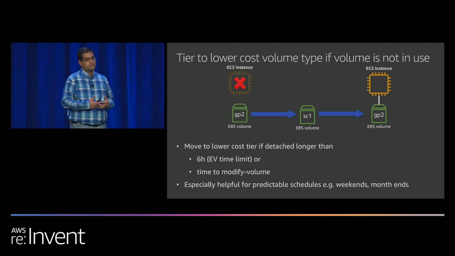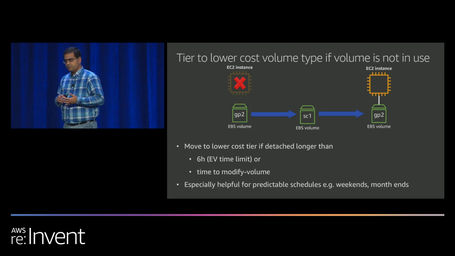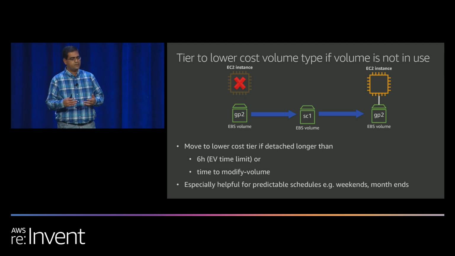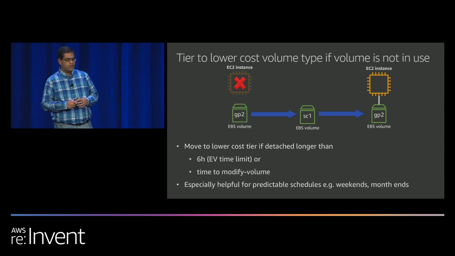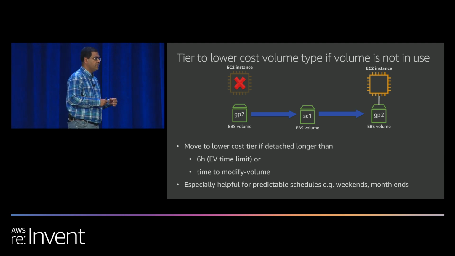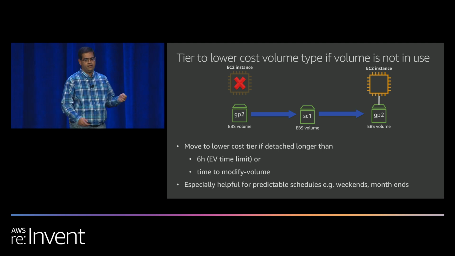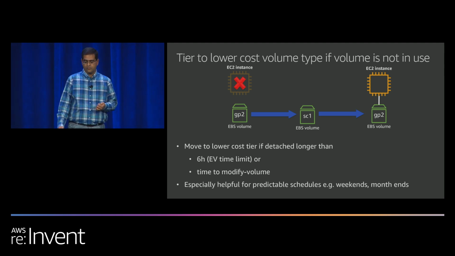And the way you would do this makes it such you have to keep track of certain things. One is there's a 6-hour EV time limit, and the amount of time it takes to modify volumes. This is especially helpful if you have a predictable schedule, right? Either weekends or month ends, and something that you can plan for.